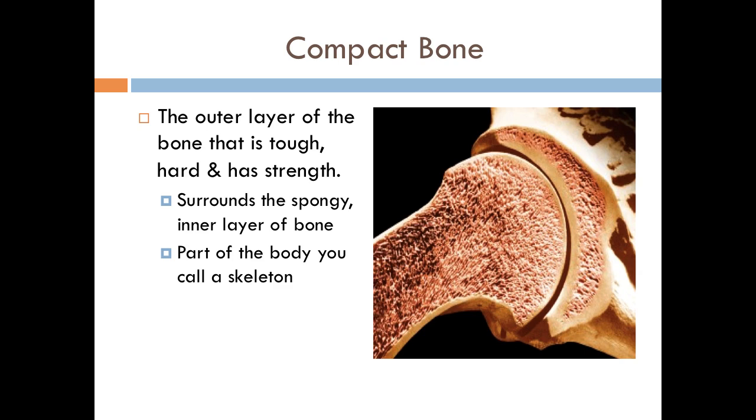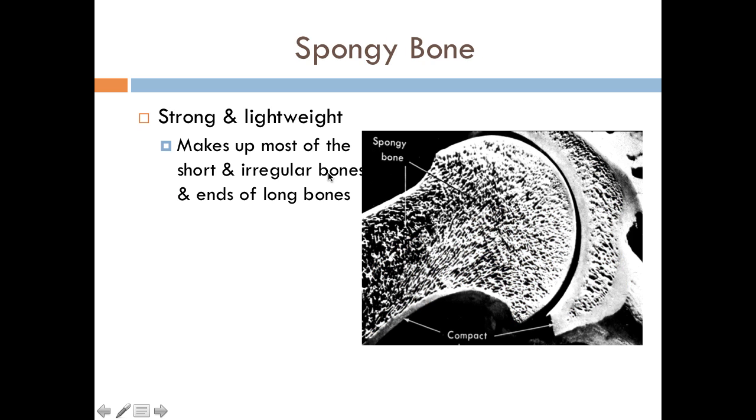And the picture to the right has compact bone, and the next type of bone that we're getting ready to discuss is the spongy. But the compact bone is this harder looking shell that you see here, that my mouse is outlining. Now, the spongy bone is the one that looks like it has pores in it, spaces. It is also strong and lightweight, and it makes up most of the short and irregular bones and ends of long bones.